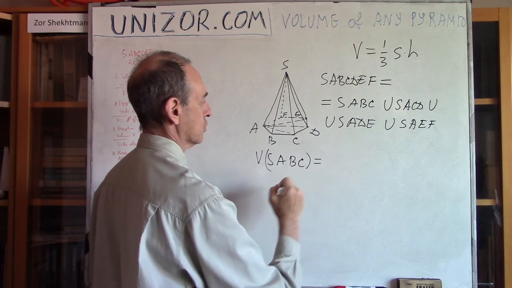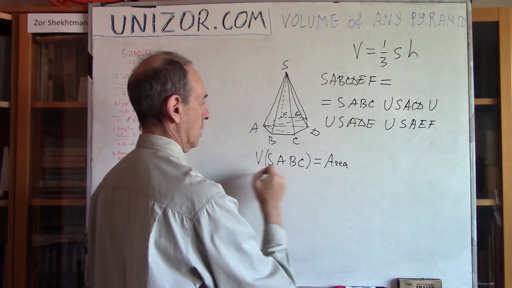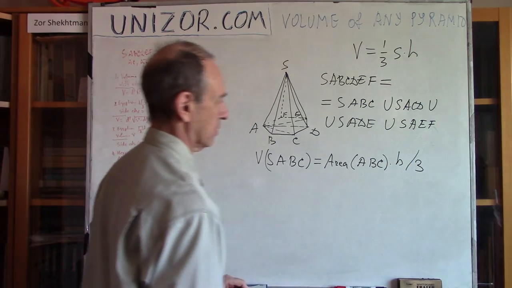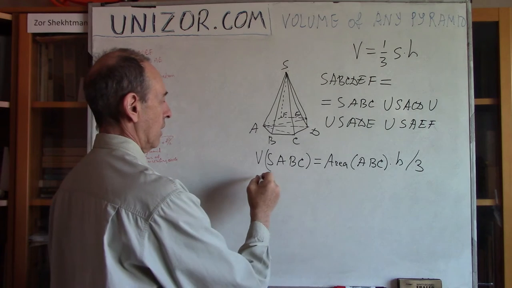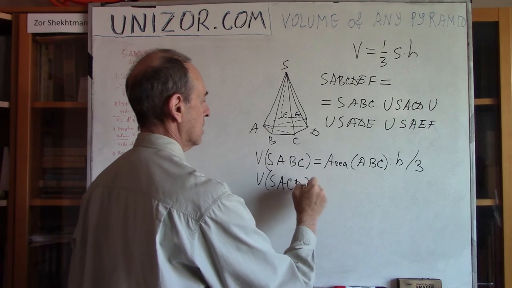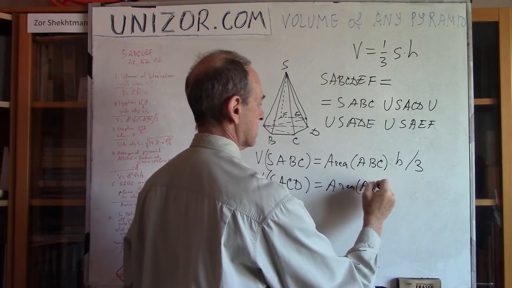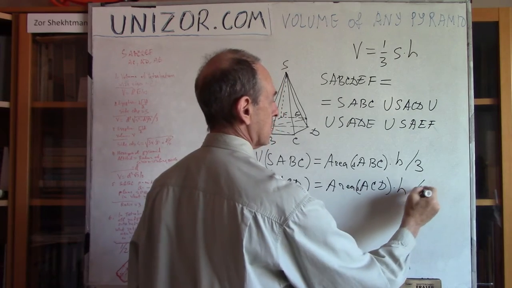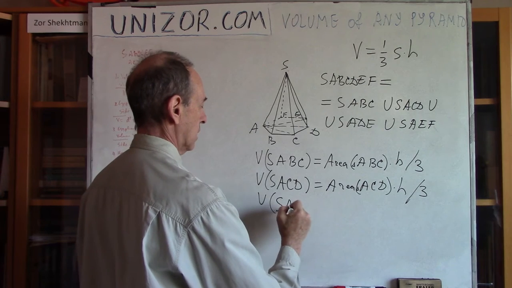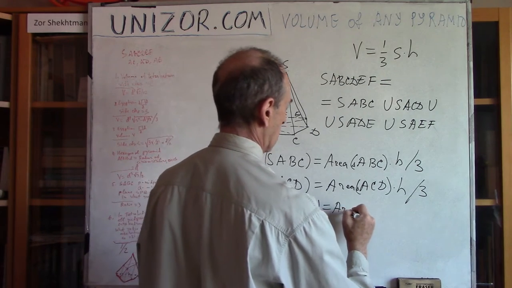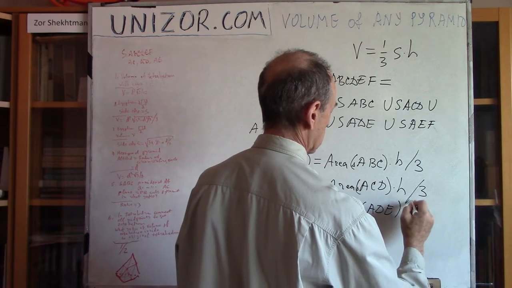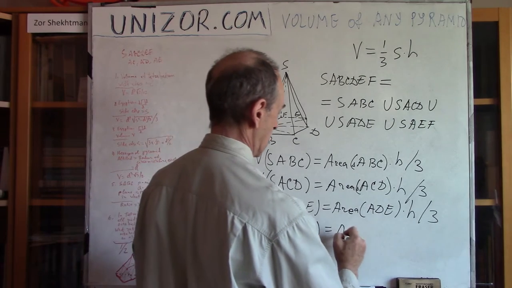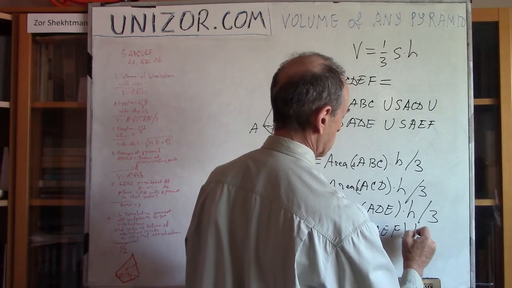the volume of SABC is equal to the area of ABC times H divided by 3, right? Where H is the altitude of the pyramid. Now, analogously, the volume of SACD is equal to the area of ACD, which is a triangle, by the way, times the same H divided by 3. Analogously, SADE is equal to the area of ADE times H divided by 3. And the last, SAEF, is the area of AEF times H divided by 3.